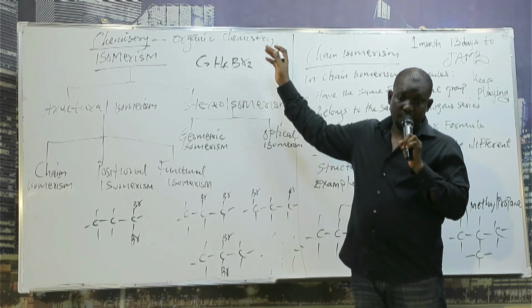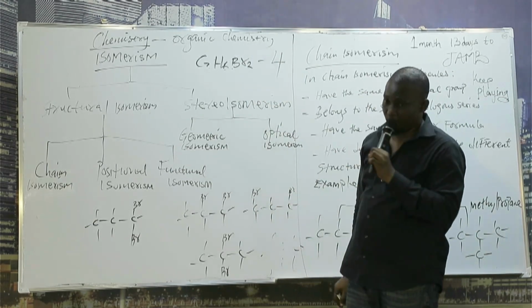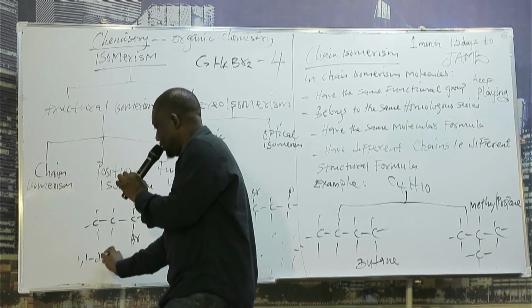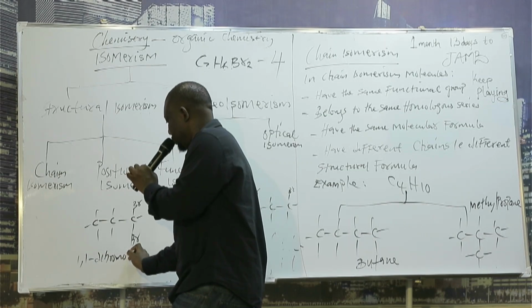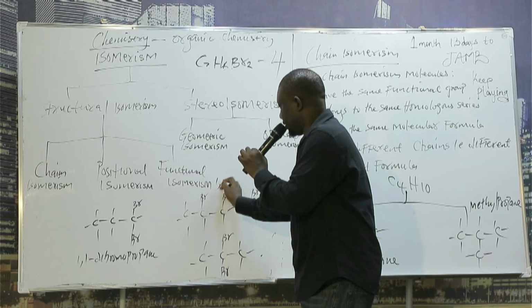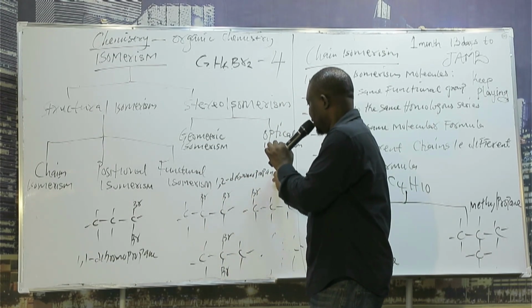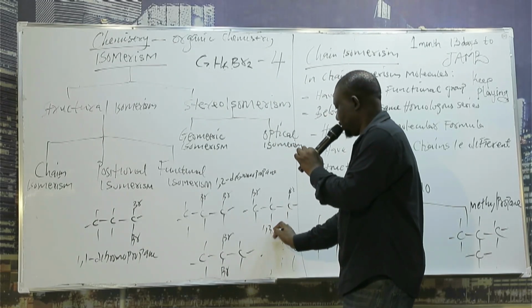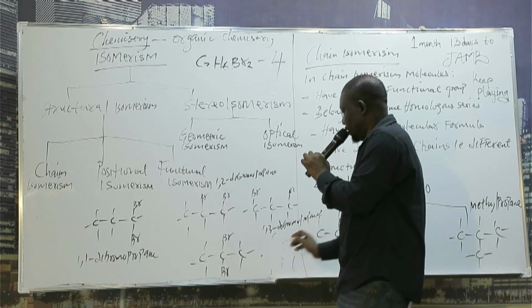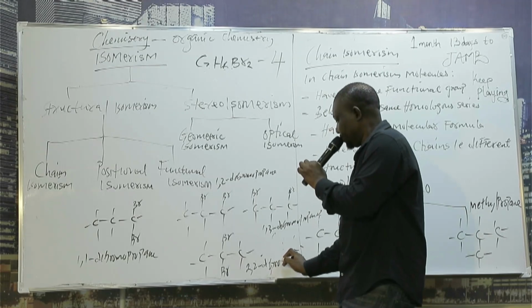So therefore, number of possible structural isomer of this organic compound is how many here? 4. What are their names? First one is what? 1,1 dibromo propane up here. Propane. The other one is what? 1,2 dibromo propane. Are you with me? The next one is what? 1,3 dibromo propane. And the last one is what? 2,2 dibromo what? Propane.